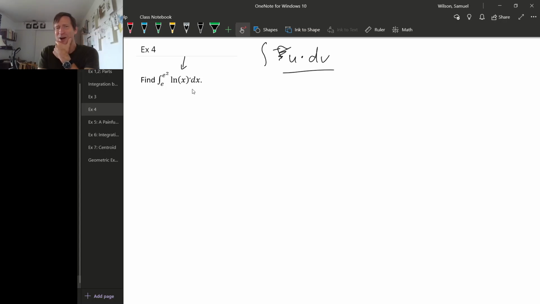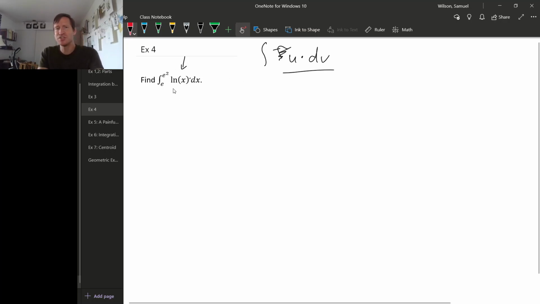Every integral is a product because if nothing else, it's the integrand times dx. So you always can use integration by parts. The question is whether integration by parts helps or not, whether it actually lets you calculate your integral. So let's see what we could do.